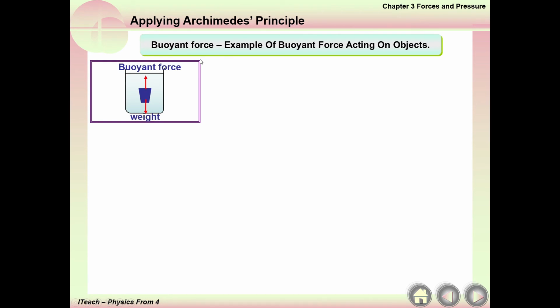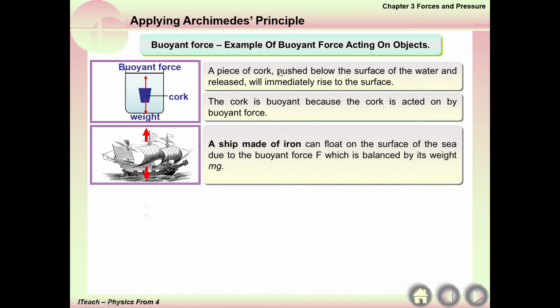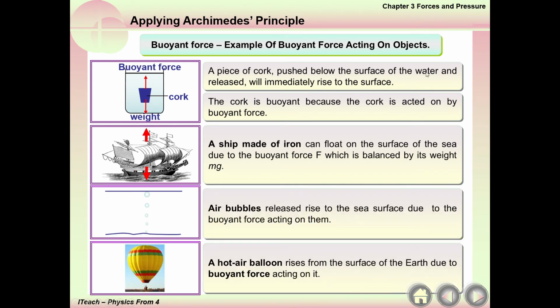Okay, this is some of the example. You can see a piece of cork pushed below the surface of the water and released will immediately rise to the surface. The cork is buoyant because the cork is acted on by a buoyant force. A sheet made of iron can float on the surface of the sea due to the buoyant force F, which is balanced by its weight mg.